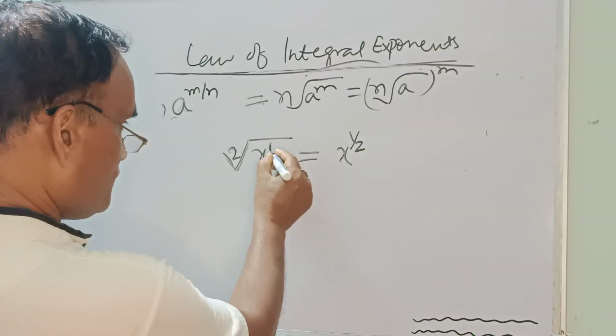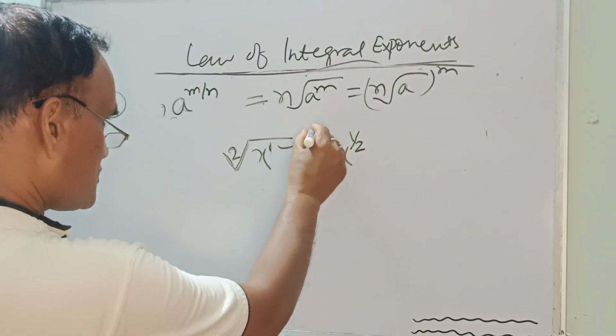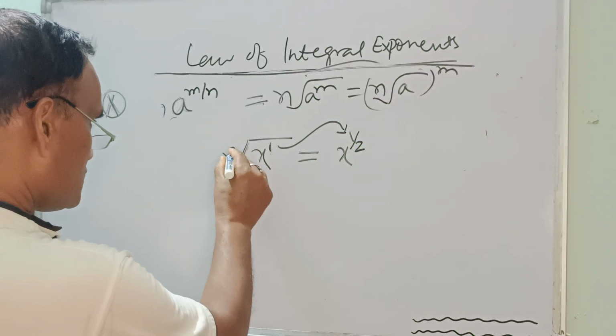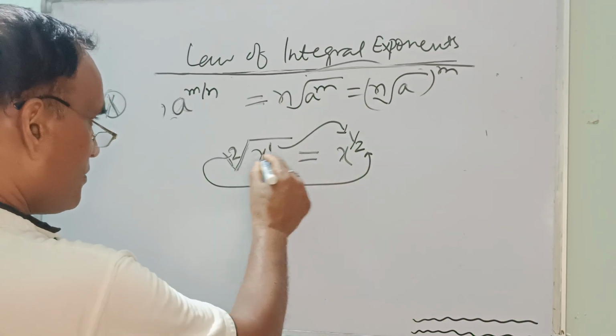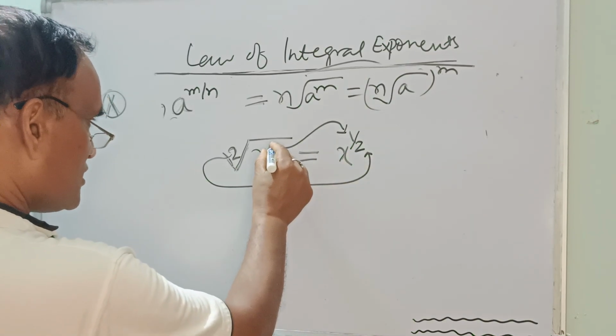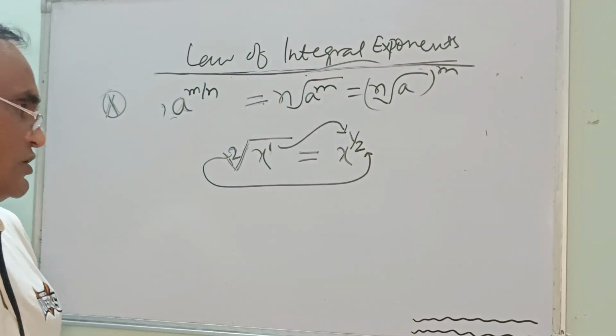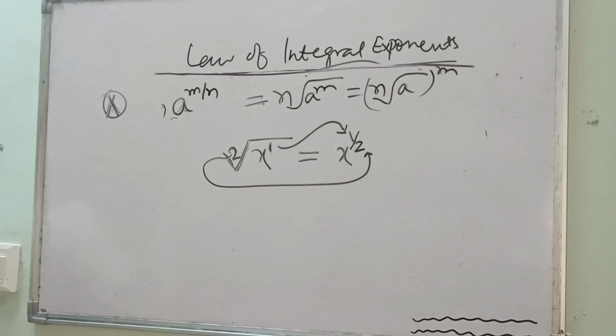That is a power. Again this power comes to this place, and the other power comes below. That makes the denominator, and this is the numerator. So x to the power 1 upon 2.